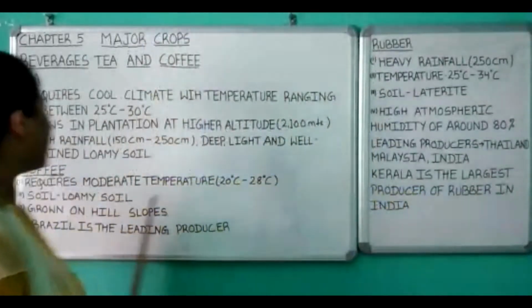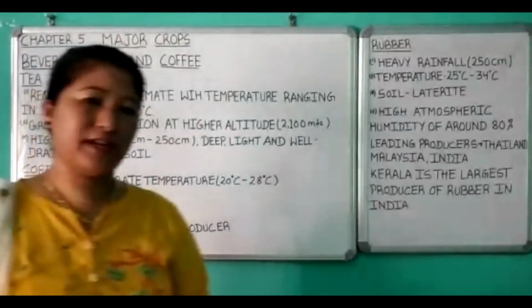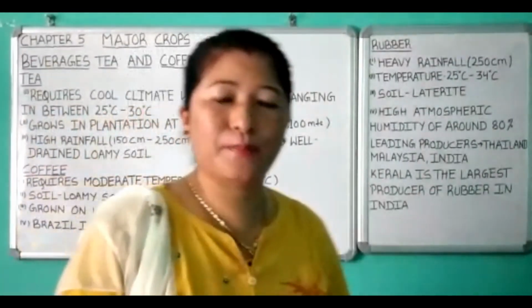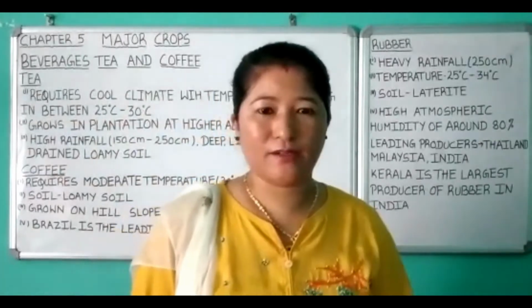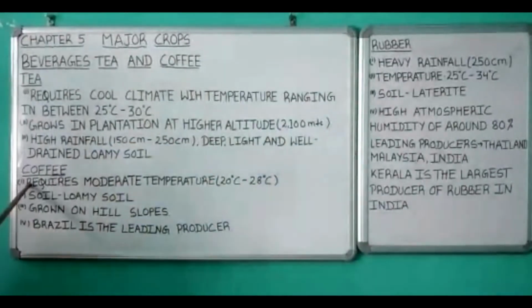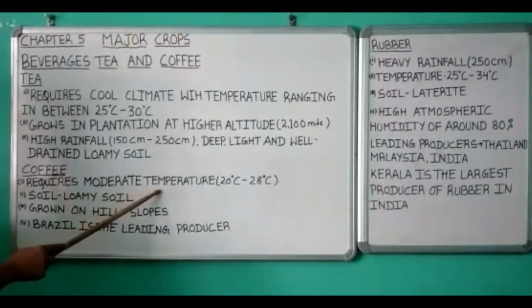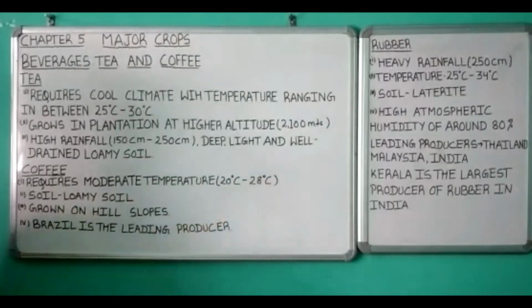Now let's move on to the second important beverage crop, that is coffee. In coffee also we have 3 varieties. They are coffee Arabica, coffee Liberica and coffee Robusta. Now let's see the geographical requirements. It requires moderate temperature, around 20 degrees Celsius to 20 degrees Celsius.